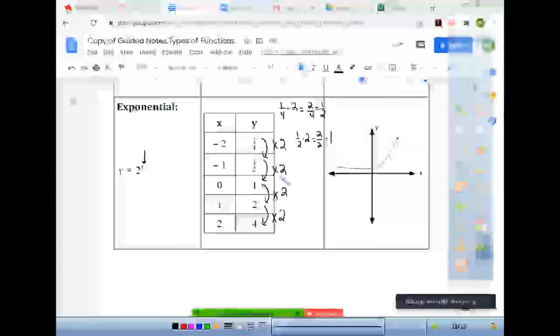So linear, adding, quadratic, repeating Y's, exponential, multiplying by the same number each time. That's how we know the difference between the three if we're looking at a table.